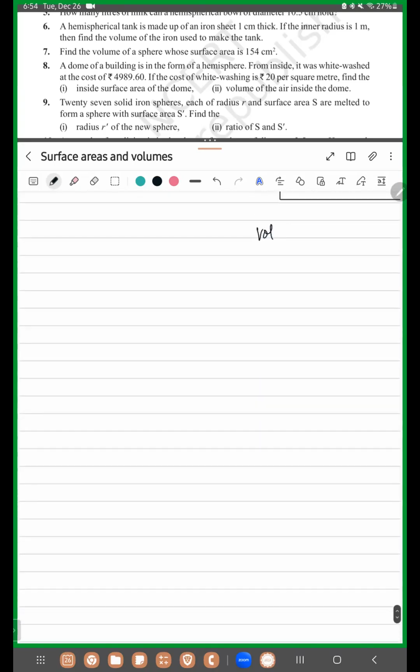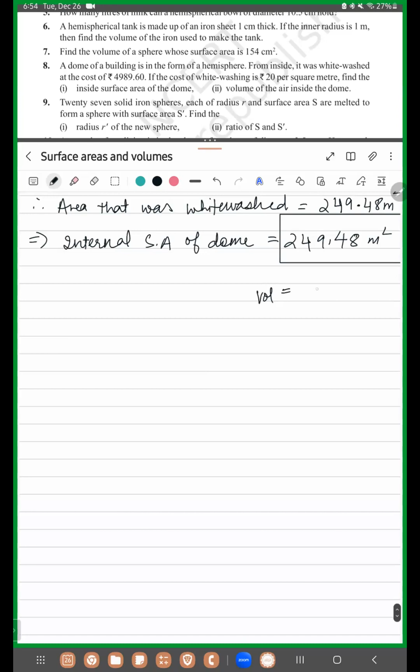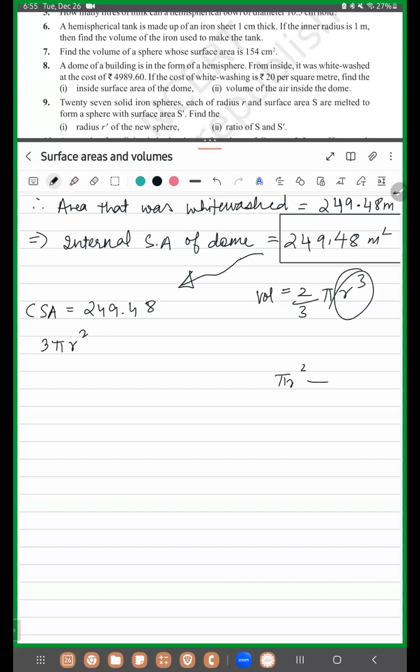We know that volume of hemisphere is 2 by 3 pi r cube, but we don't know r. So r we can find if we write the formula of surface area. So surface area is 249.48, and surface area of hemisphere is how much? The curved surface area of hemisphere is 3 pi r square, right? Remember, pi r square circle, 2 pi r square.